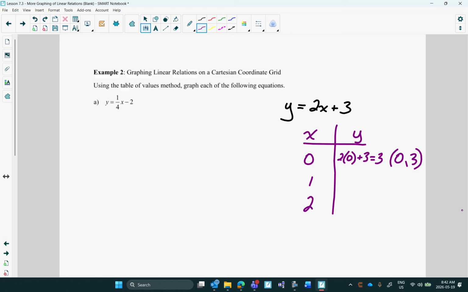But I can't draw a line yet. I need more than one point. So I'm going to plug in 1. So what is 2 times 1 plus 3? 5. So a second point is (1, 5).